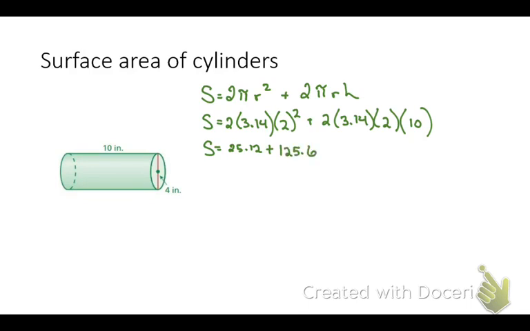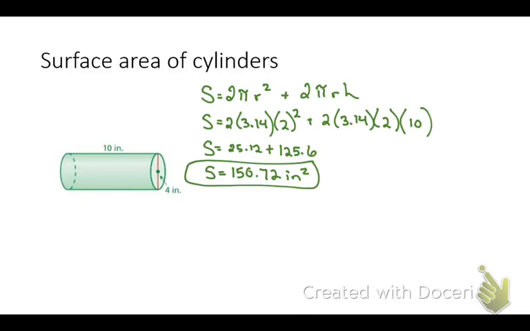125.6. Now remember, guys, so Julia, remember this last week? Do your multiplication first, then add them together, okay? Because if you try to put all these numbers in your calculator at the same time, it's going to give you the wrong answer. All right, so go ahead and now add them together. What'd y'all get? 150.72 inches squared. All right, any questions?